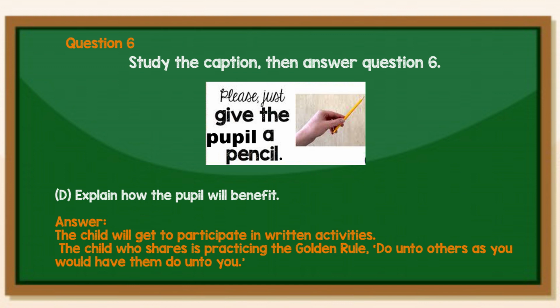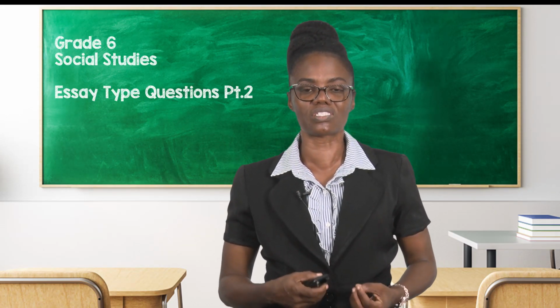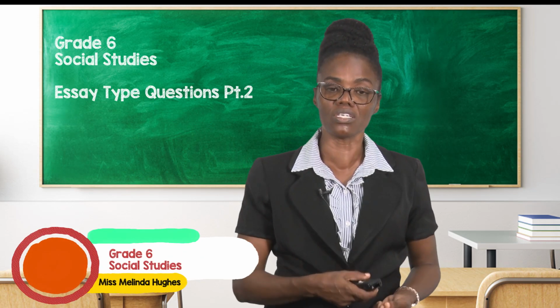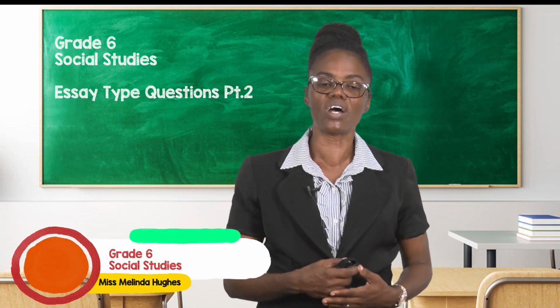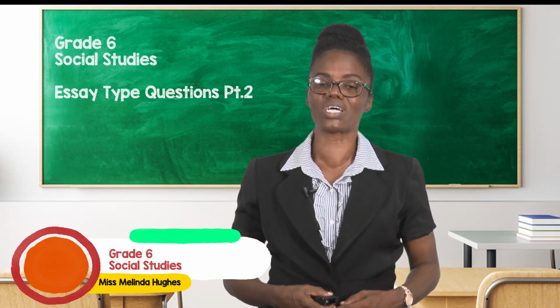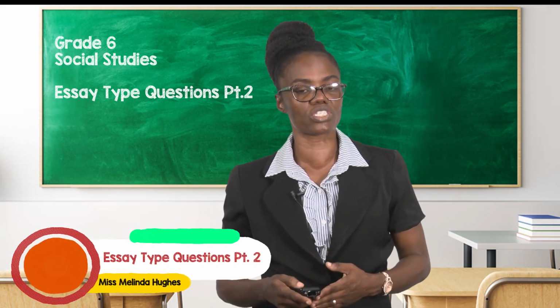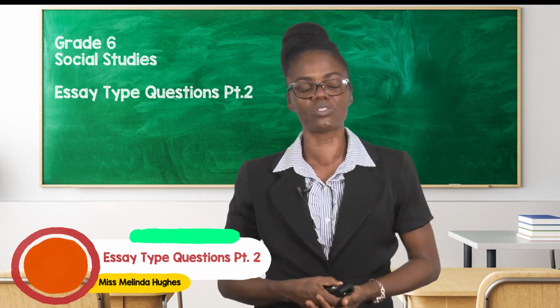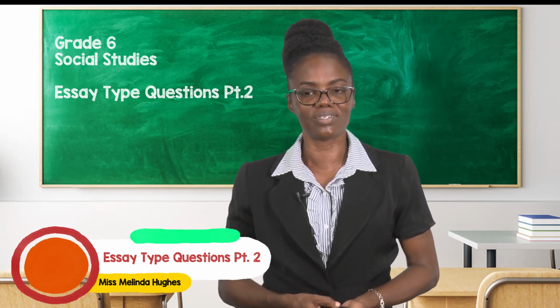Next, the child who shares the pencil is practicing the golden rule. Do unto others as you would have them do unto you. So either way, whether you have given an answer to say how the pupil who received the pencil will benefit, that's correct. Or if you have written on the pupil who would have given the pencil, that is, the one who received the instruction and followed it, that pupil too will benefit. So any of those answers is correct.